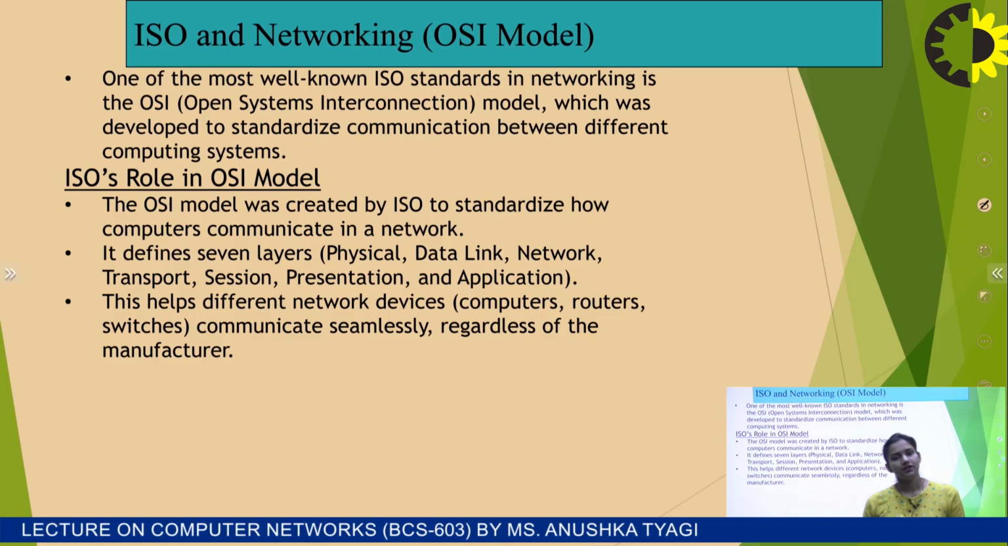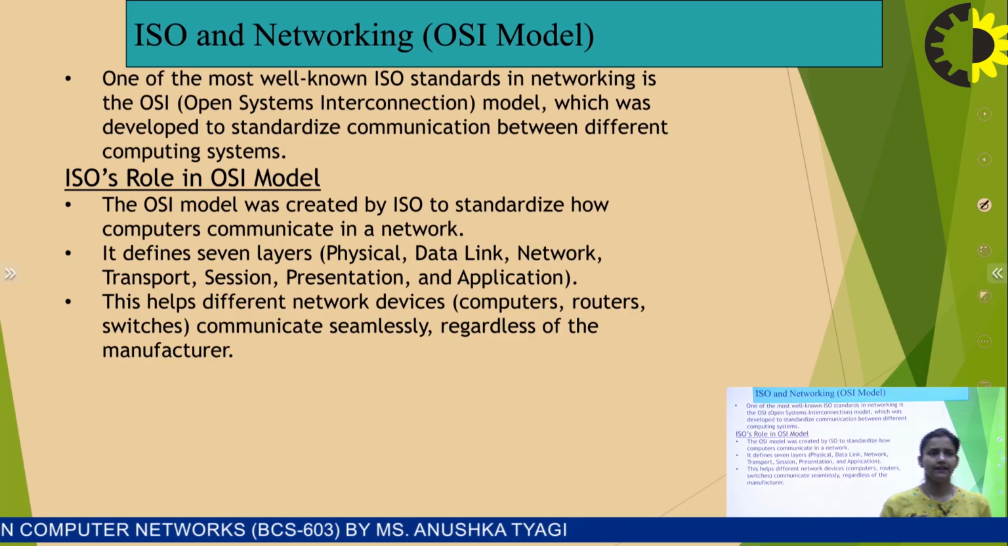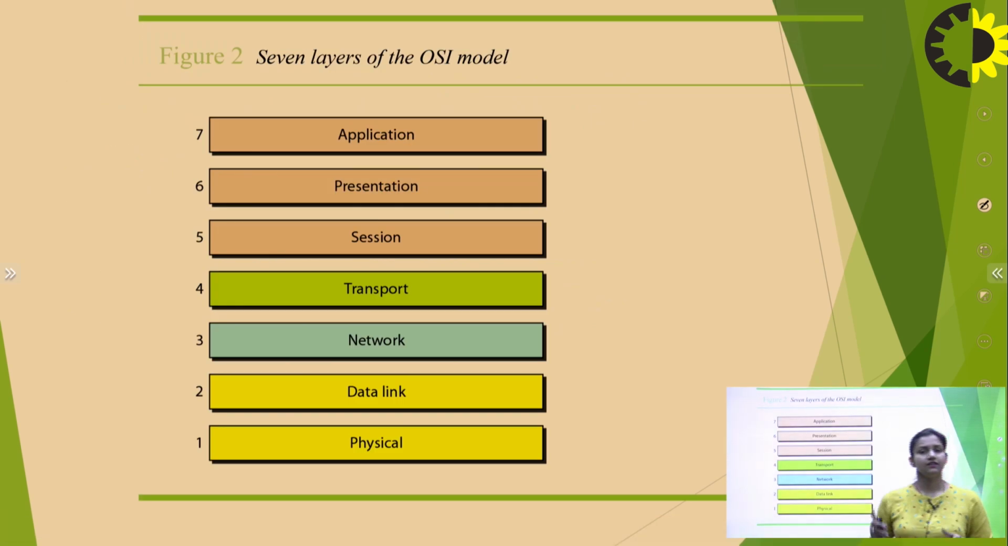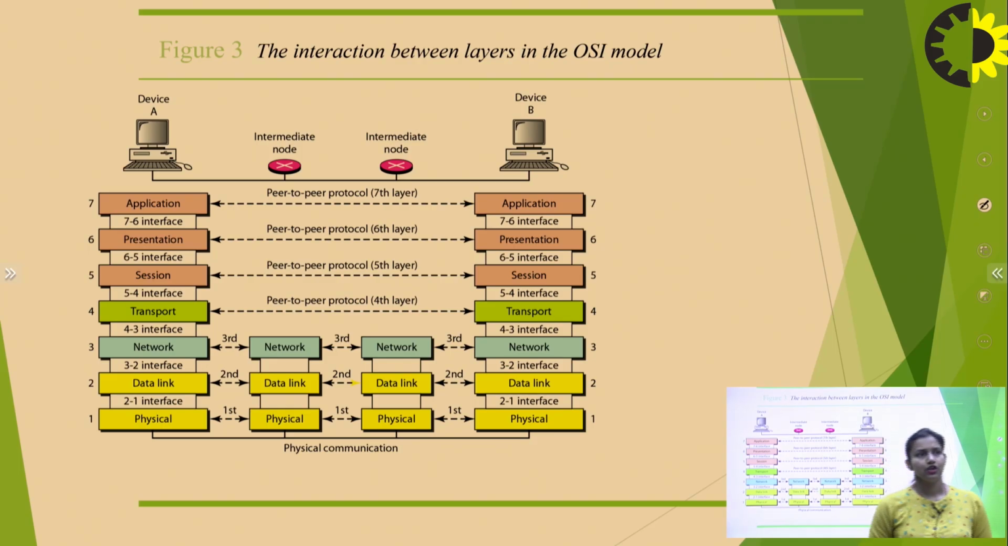So the OSI model contains 7 layers: physical layer, data link layer, network layer, transport layer, session layer, presentation layer, application layer. This helps different network devices like computers, routers, switches to communicate seamlessly. Here are the 7 layers: application layer, presentation layer, session layer, transport layer, network layer, data link layer, and physical layer. So as you can see, the interaction between the layers in the OSI model.